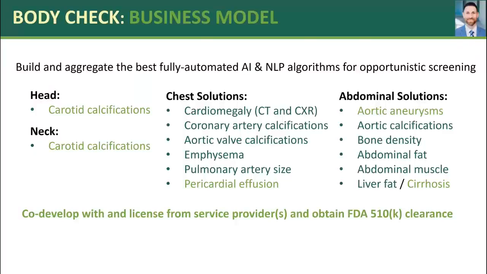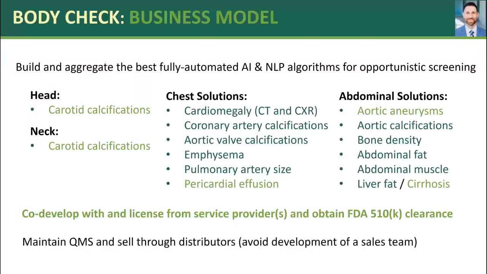We think we'll have our first clearance by the end of this year, and probably multiple other ones across the next year. Many of these algorithms have actually been built by other people, and we're going to license them and package them all together. So we're going to maintain a quality management system and sell through distributors, which avoids development of a sales team. So it's a really nice structure for a business where you don't have to have an actual sales team to be able to do this.